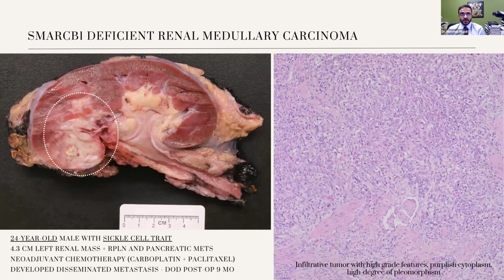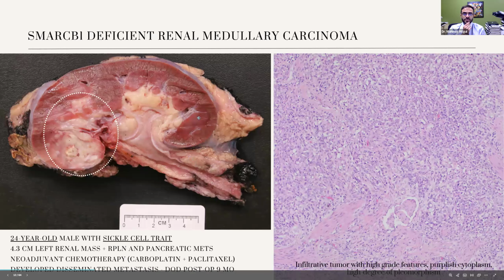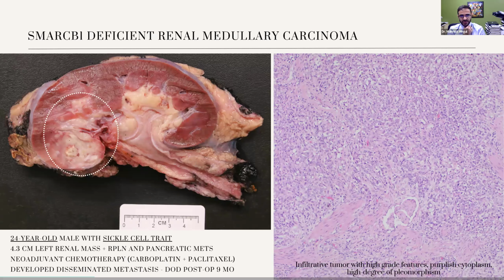This is a 20-year-old unfortunate male with sickle cell trait. He had a 4.3 centimeter left renal mass, as you can see here, along with retroperitoneal lymph node and pancreatic metastasis. Before the treatment, the patient received neoadjuvant chemotherapy, carboplatin and paclitaxel, and I want you to pay attention to those regimens, because they are not very common regimens for common renal cell carcinomas. They are usually given to patients with urothelial carcinomas.